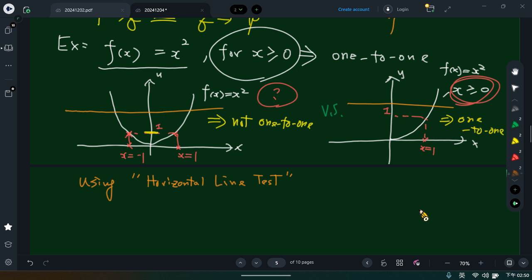Do you still remember we used a vertical line to check if this is a function? Vertical line to check if this is a function. But we use a horizontal line to check if it is a one-to-one function.